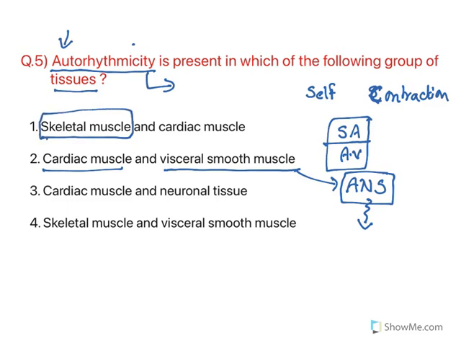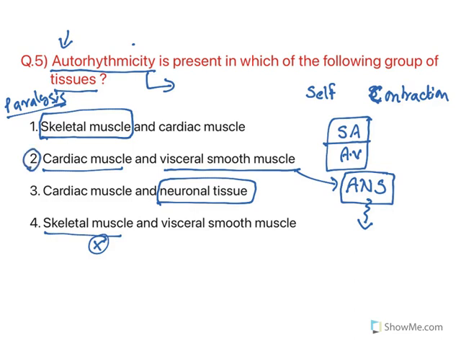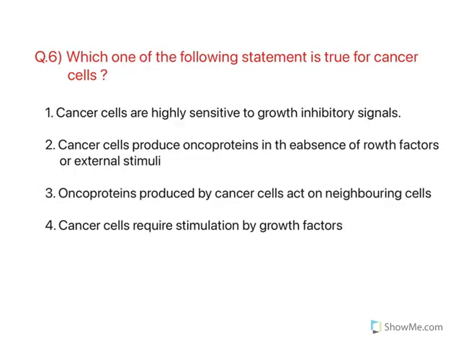If any nerve damage to skeletal muscle occurs, that results in paralysis because they are completely dependent upon nerve stimulation. Now, neuronal tissue, the same thing. Neuronal tissue needs the proper working of channels. Without them, they cannot work properly. Now, skeletal muscle, again, the moment you see skeletal muscle, it is ruled out. So, the answer is cardiac muscle and visceral smooth muscle. Moving to the next one.